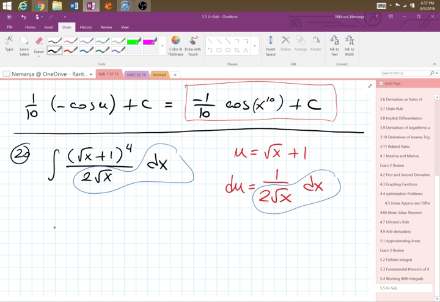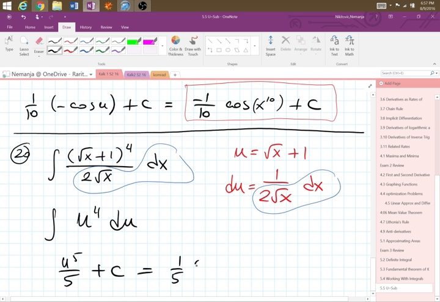So it's a one-for-one substitution: u to the 4 du. Done. We transformed a very bad integral into something very simple. So now it's u to the 5 over 5 plus c. And we say, I don't care about u, I care about x, which is 1/5 times (square root of x plus 1) to the 5th power plus c.